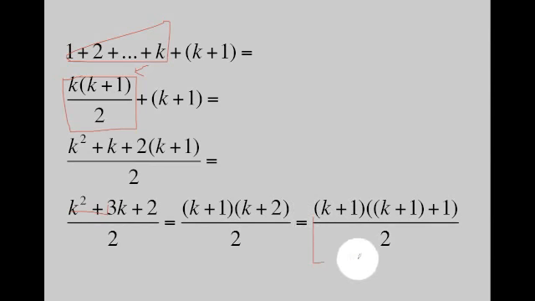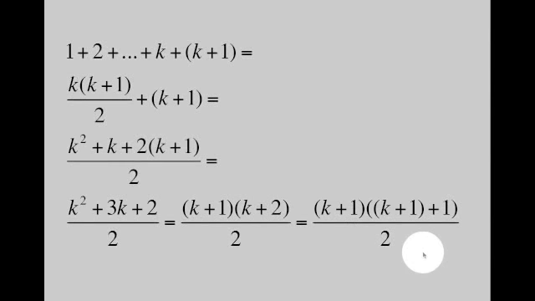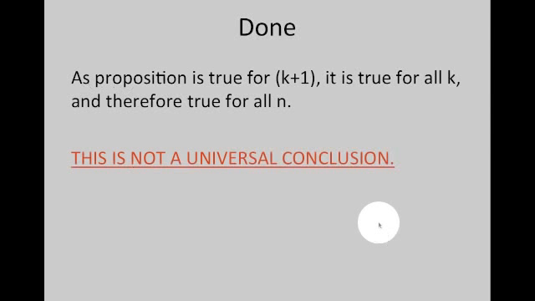k squared plus 3k plus 2, which factors as (k plus 1)(k plus 2), and then you get this, which is exactly what we're looking for. Let's just check. Yes, here it is. This is what we're looking for, and that's what we got. Great. Done. That's all we need to do. You have to, again, remember though, to state a conclusion. As the proposition is true for k plus 1, it is true for all k, and therefore it is true for all n. You have to state that.